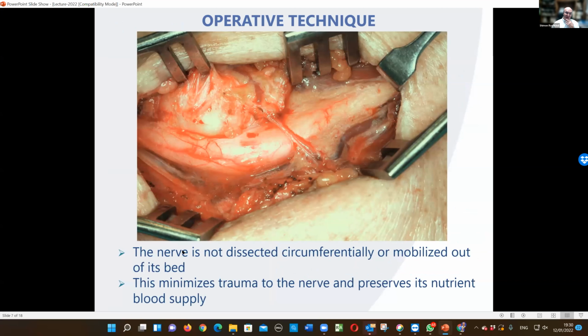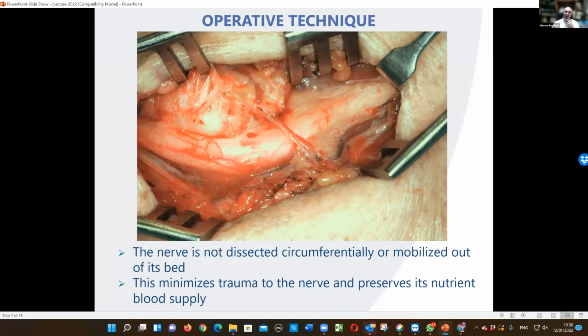During the surgery, of course, it's better to work with high magnification, loupes or microscope, and the nerve is dissected. It's not dissected circumferentially or mobilized out of its bed. Why? Because this minimizes trauma of the nerve and preserves its nutrient blood supply. Part of the vascular supply is from the bed of the nerve. For this reason, it's very important to preserve the nerve in the same position.